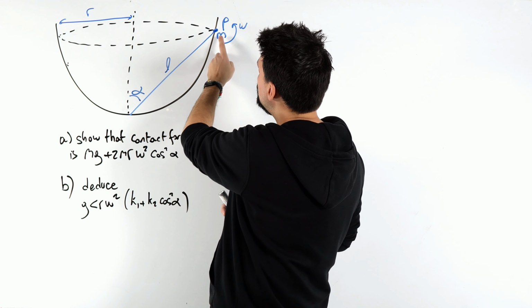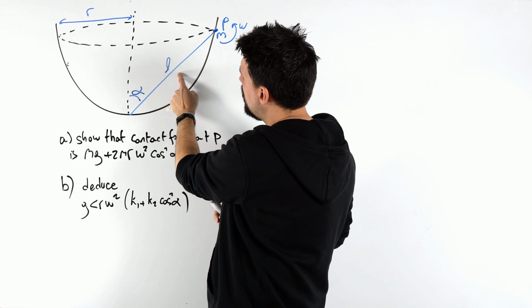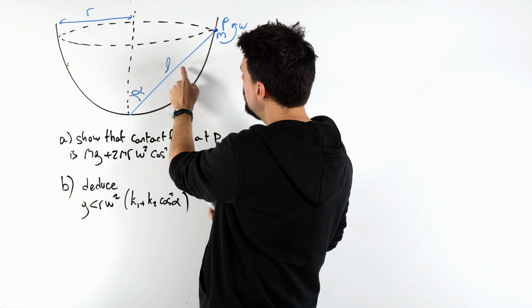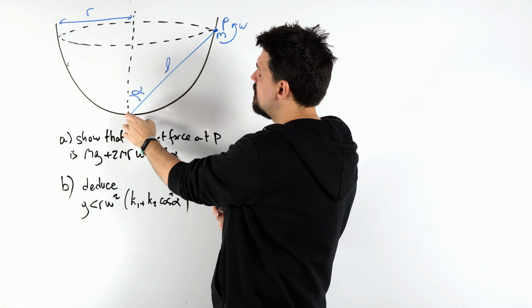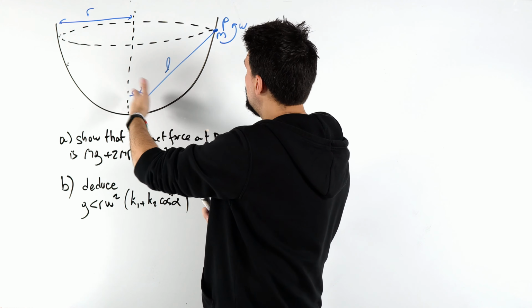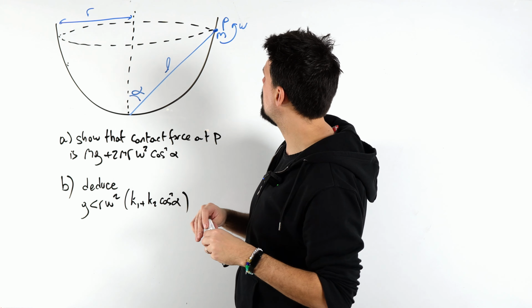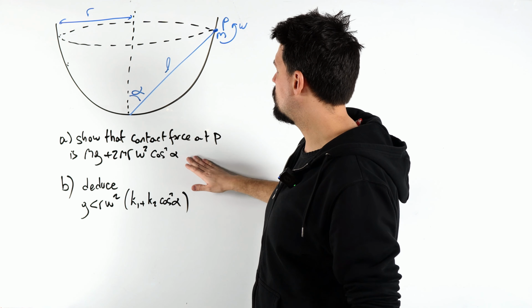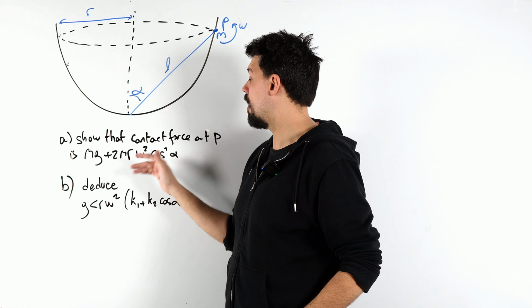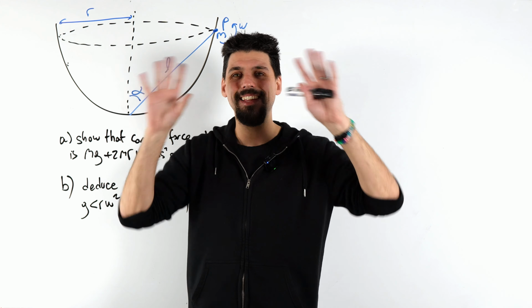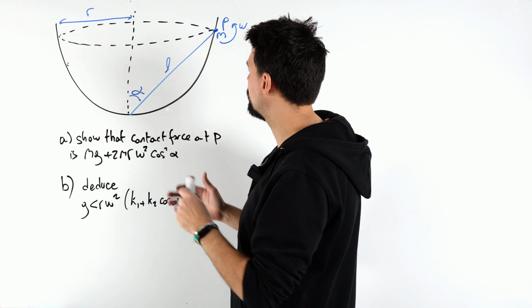It is attached by a string of length L to the bottom of the bowl. This string makes an angle alpha with where it's fixed, and it's fixed right here at the bottom on the line of symmetry. We need to show that the contact force at P is mg plus 2mr omega squared cos squared alpha. Easy peasy, squeeze the lemon.